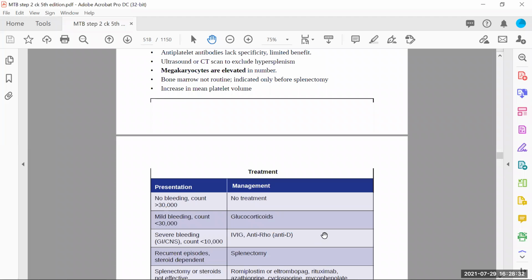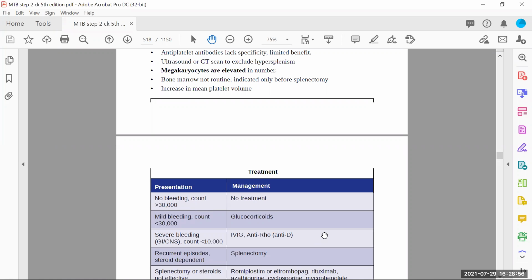Now we have the treatment part. Here we will see the amount of bleeding. If there is no bleeding at all, and you check the platelet count and it's more than 30,000 but less than 150,000, which is the normal value, then we will not go for any treatment. If there are no symptoms, we will not do anything. The answer is as simple as that.